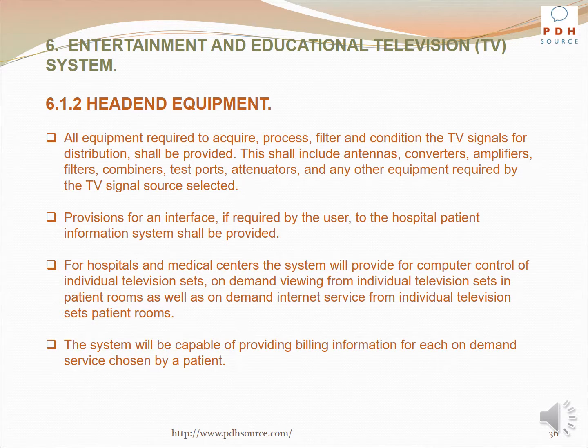All equipment required to acquire, process, filter, and condition the TV signals for distribution shall be provided. This shall include antennas, converters, amplifiers, filters, combiners, test ports, attenuators, and any other equipment required by the TV signal source selected. Provisions for an interface, if required by the user, to the hospital patient information system shall be provided.